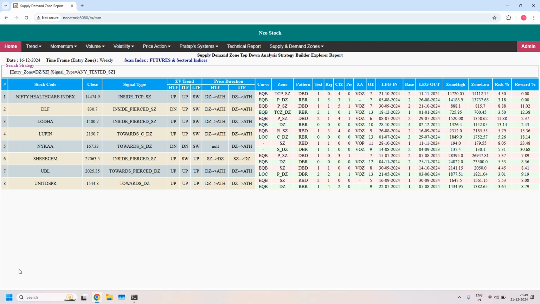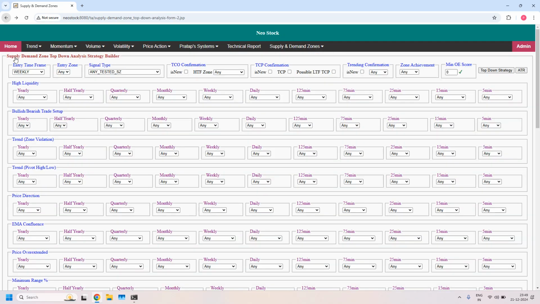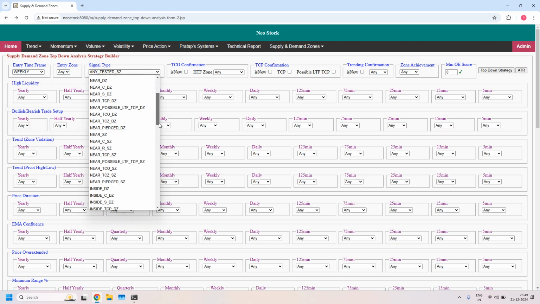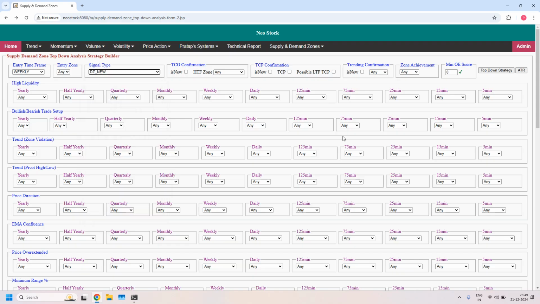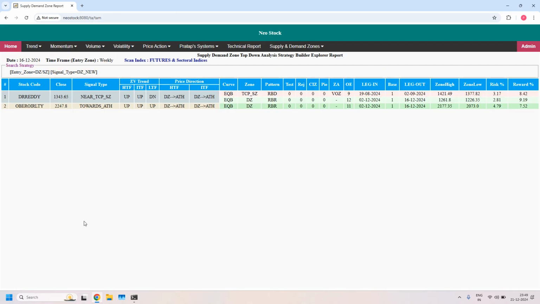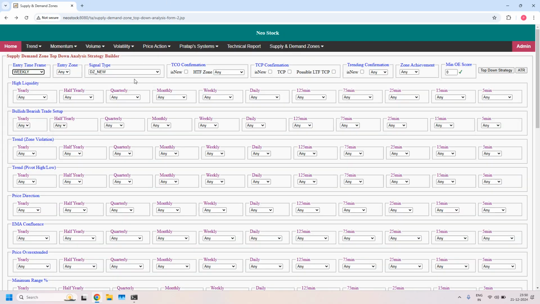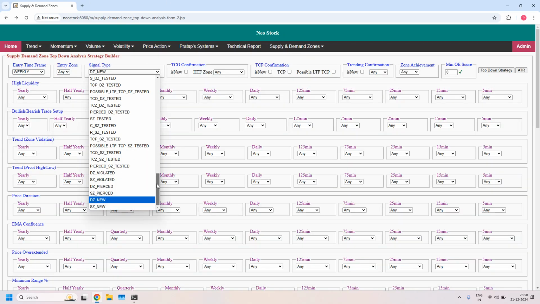Okay, next, let us find the newly created weekly zones for weekly time frame. Let us find the stocks having weekly demand zones newly created during this week. So these 2 stocks having the demand zones are created during this week. Okay, next weekly time frame. Let us find the stocks having newly created weekly supply zones.